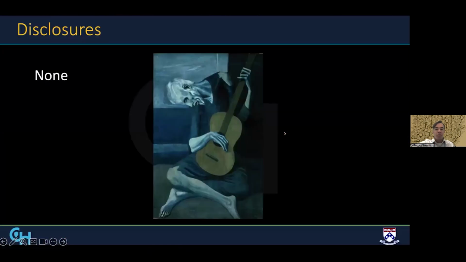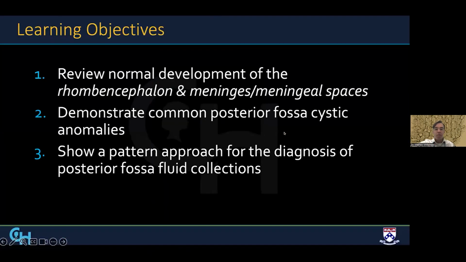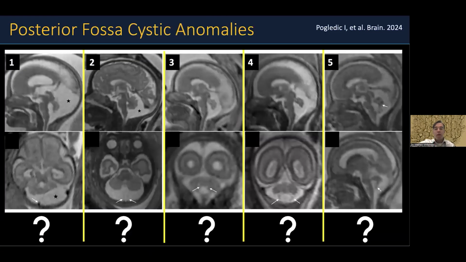So let's talk about some posterior fossa cysts. Here are my learning objectives, but really what I want to happen is that by the end of this talk, you are able to identify and accurately classify what are the top five most common cystic anomalies and abnormalities of the posterior fossa based on the distribution of the fluid space, the morphology of the cerebellum, and the location of the tela choroidea and choroid plexus.